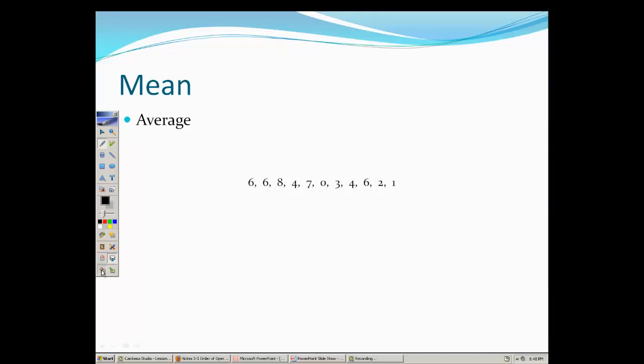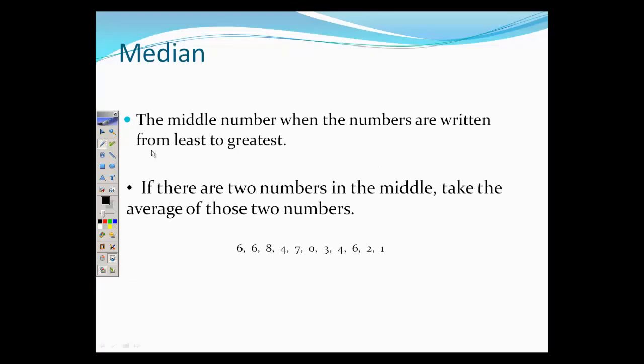Moving on, let's talk about the median. The median occurs when you have your data set and you put them in order from least to greatest, and you find the number that's exactly in the middle of the data set. Sometimes there might be two numbers that are right in the middle. If this is the case, you take the average of the two middle numbers, and that represents your median.